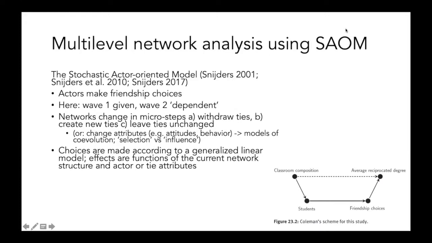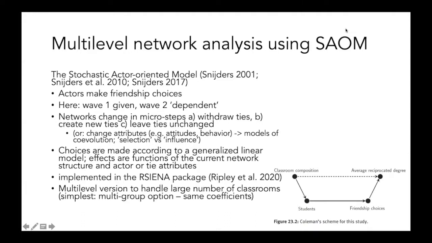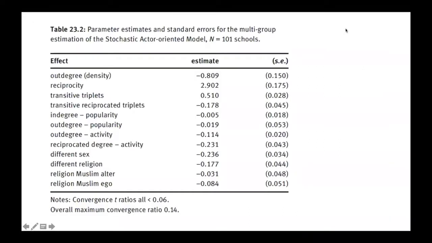We assume that these choices, these micro steps, are made according to a generalized linear model, where the likelihood of making such a change is expressed by a function, which includes attributes of the current network, attributes of the actors, or attributes of the ties between the actors. This is all implemented in the RSiena package, and this RSiena package also offers a multi-level version where we can handle this large number of classrooms. The simplest version is the multi-group option that assumes that whatever we assume is the same for all classrooms, with the same coefficients for all the classrooms. And this is what the estimates for our specification look like.